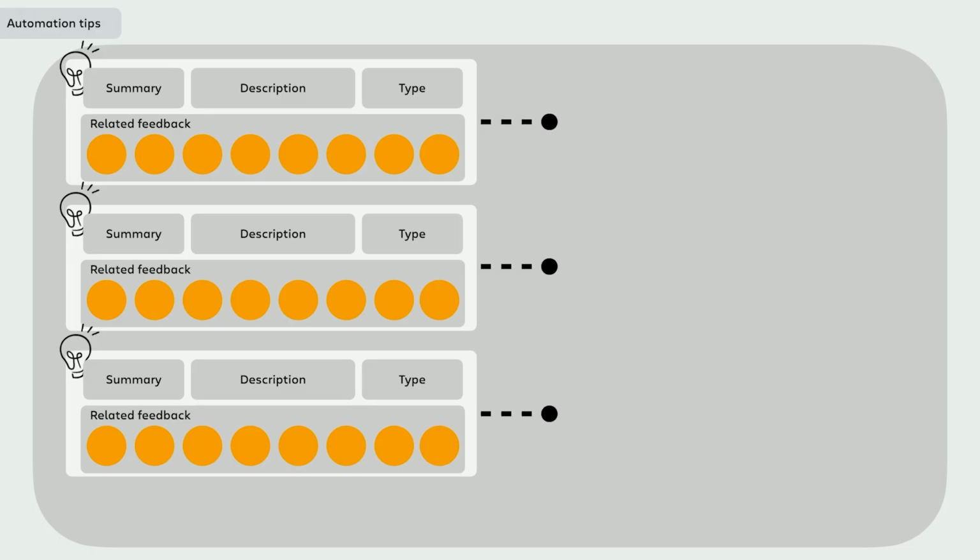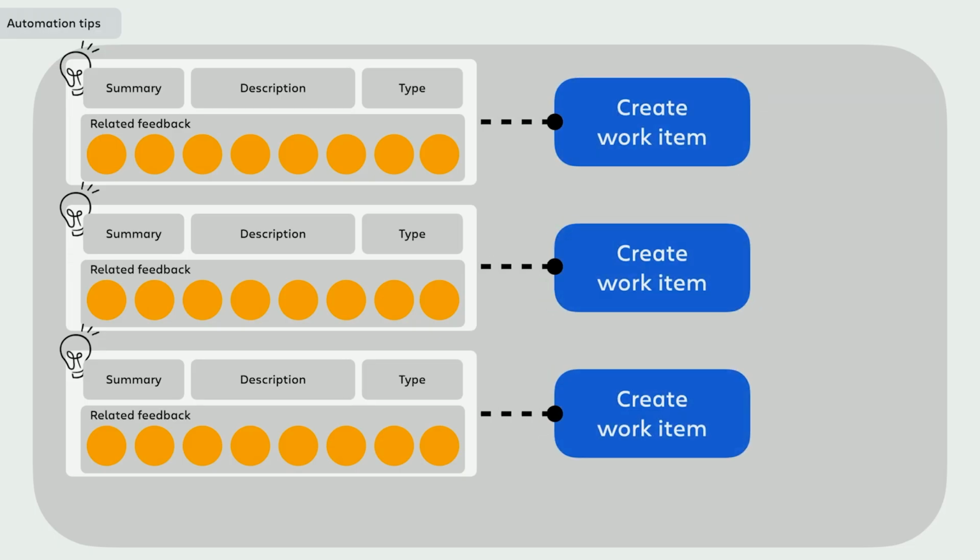So I can essentially say, okay, for each of those things, each of those branches of ideas, I want you to create a work item in JPD. And so now I have my backlog automatically updated based on customer feedback. So that's like saving me thousands of hours a week, probably.